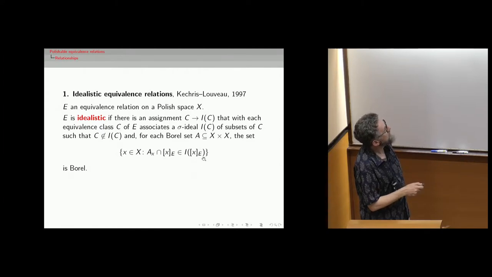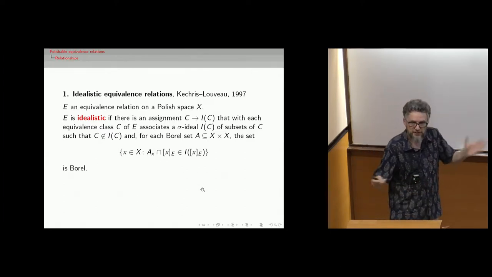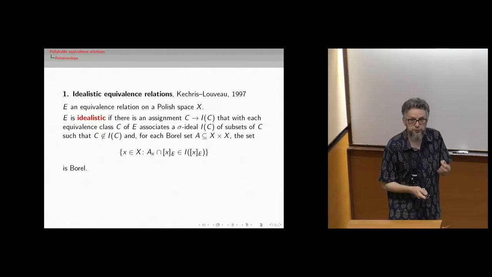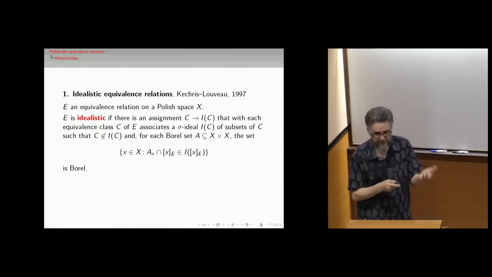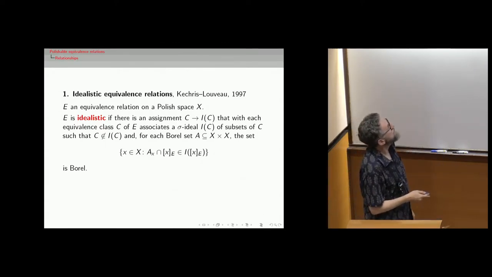What they require is, if I have a subset A of the product X cross X, I can run the following test. I can take a point x, take a vertical section of A, look at what trace it leaves on the equivalence class of x, and ask, is this in the ideal that is given on that equivalence class? So this answers yes or no, and I collect all the x's for which the answer is yes. This should be Borel. This is sometimes called Borel on Borel.